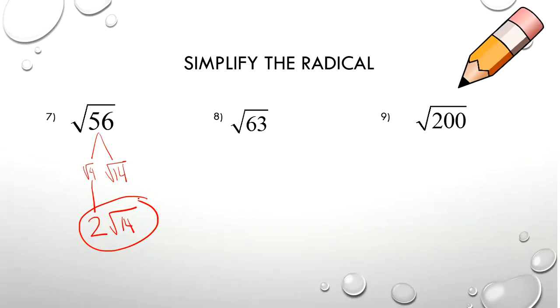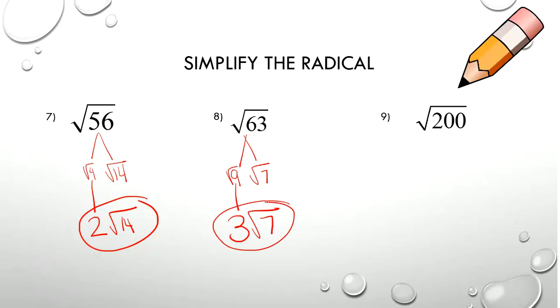63, I cannot divide 4 into 63. 9 does, though. 63 divided by 9 is 7. So this would be square root of 9, square root of 7, or 3 square roots of 7, right?